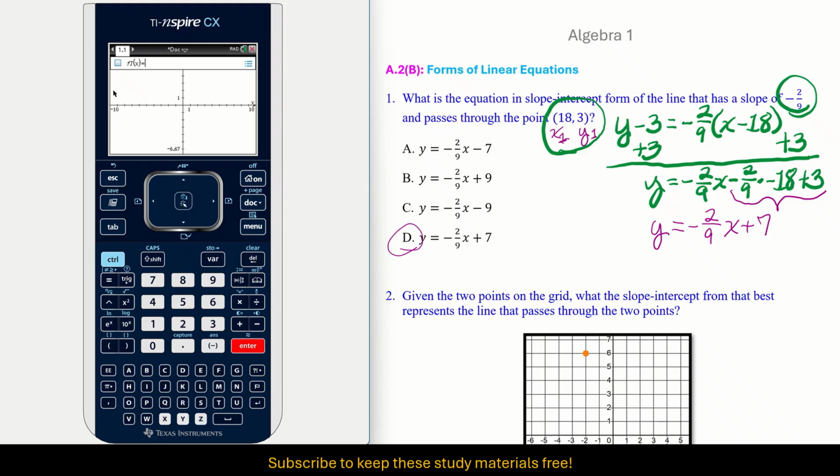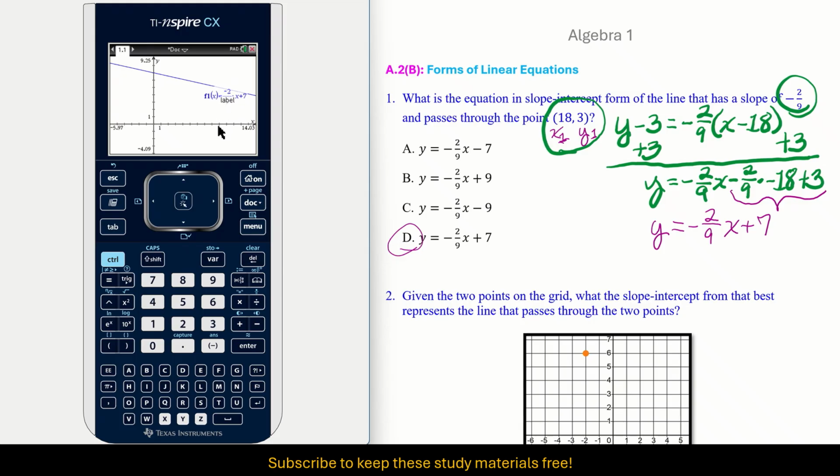Okay, so let's do that. We have negative fraction again. It's the first one. Okay, and that's 2, arrow down 9, and then arrow over x plus 7. Okay, let's enter that and see what happens. Okay, there's our line. Well, it's kind of hard here, and you can use your mouse and pull that down. Well, we need to see if it has 18 and 3. Well, that's a little tough.